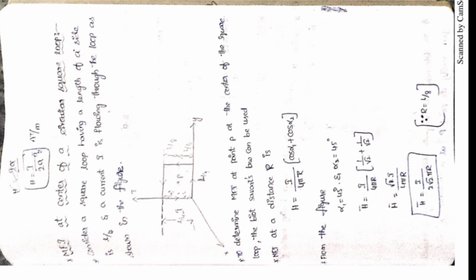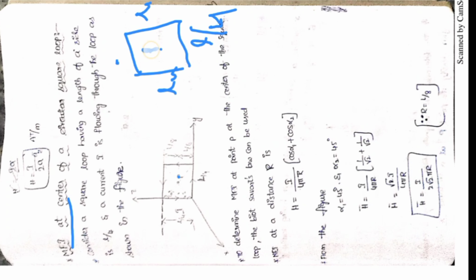Okay, that is a simple method to find magnetic field intensity at the center of the circular loop. Now, magnetic field intensity at the center of a square loop. If you assume the length of the sides of the square loop is L by 4, at the center point P, what is the magnetic field intensity? How can we calculate? To determine magnetic field intensity at the center of the loop, Biot-Savart law can be used. We know the MFI at a point P at a distance r.